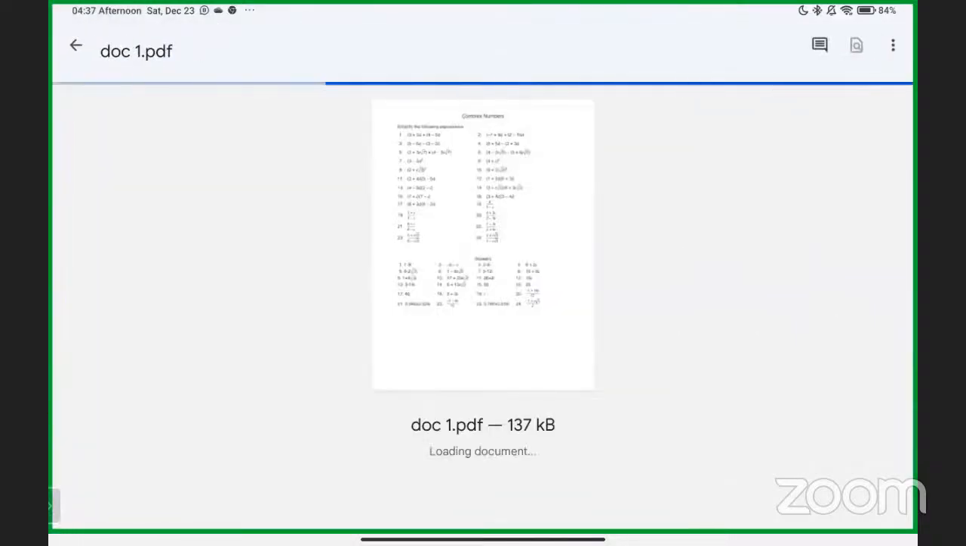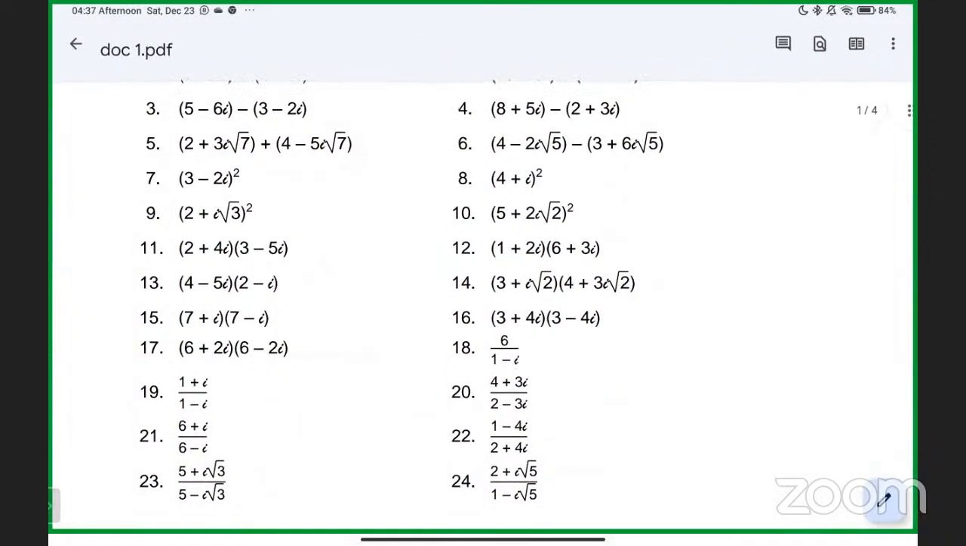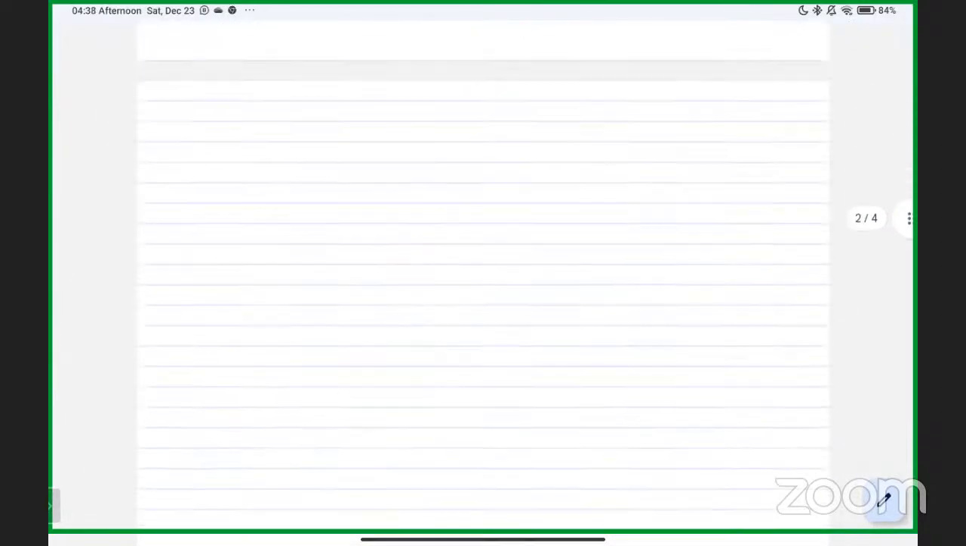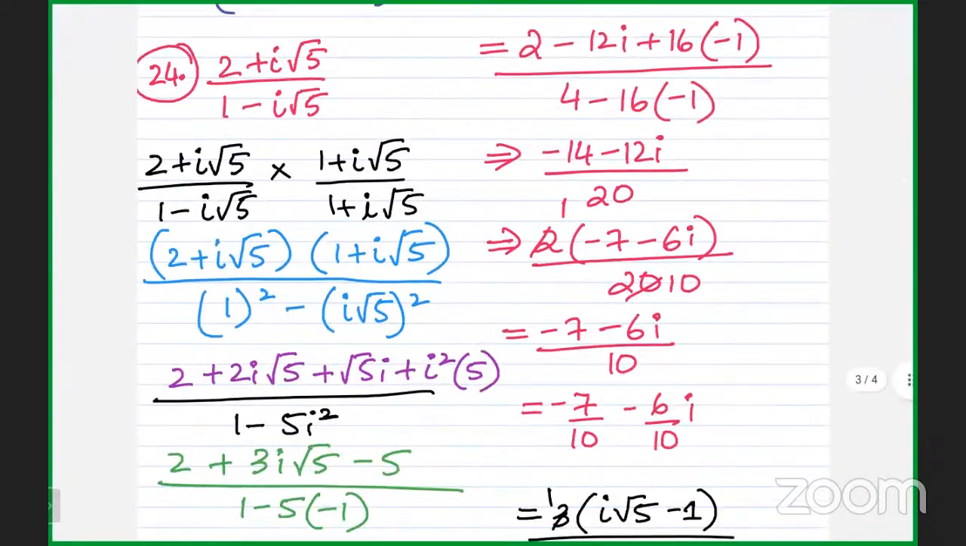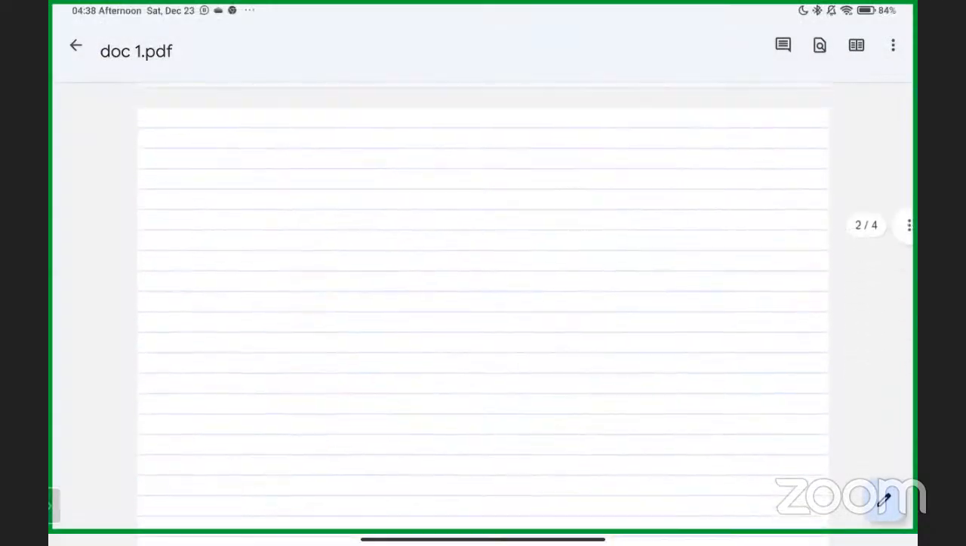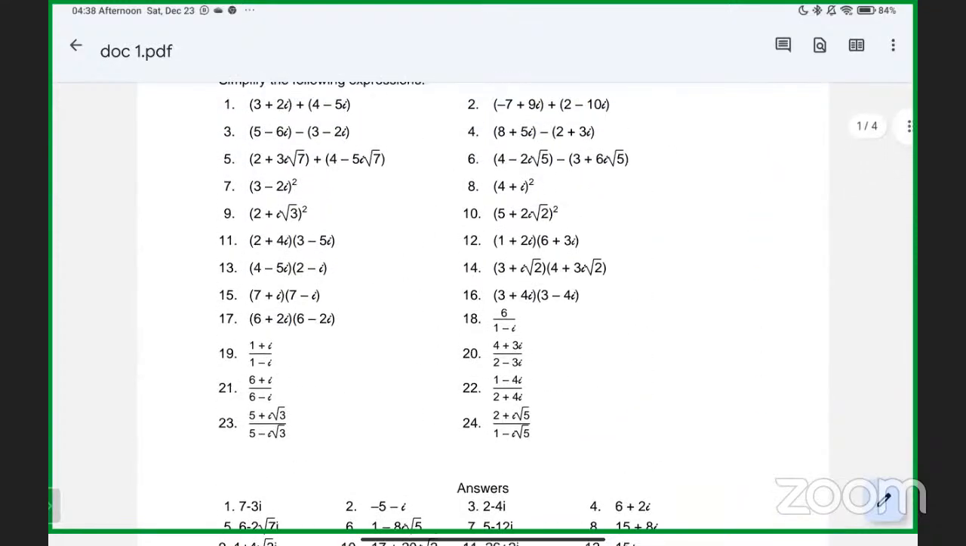Let's read document one. This is document one, not a past paper, just for simple practice. If you want to see how to multiply, divide, subtract, you can do document number one. Answers are below as well, and I've solved some. Everything is there for you. You just have to start practicing and get the grade.